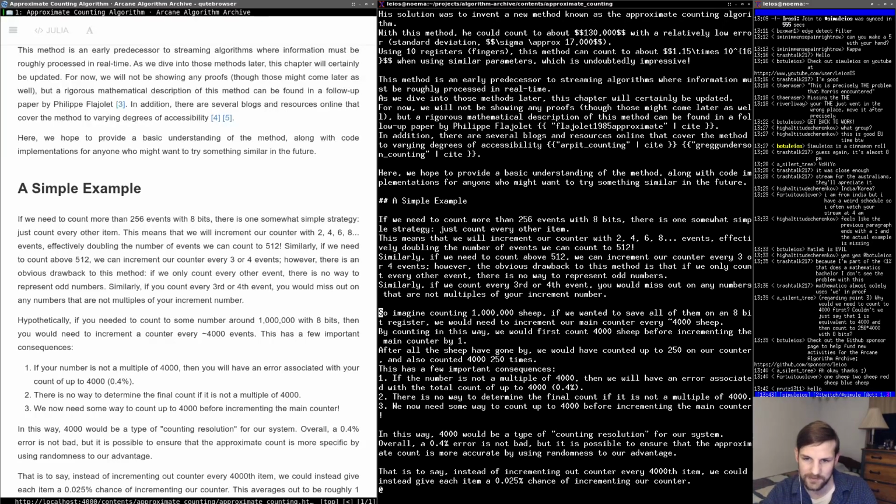So imagine counting 1 million sheep. If we wanted to save all of them on an 8-bit register, we would need to increment that register, I guess, probably makes more sense, every 4,000 sheep. By counting this way, we'd first count 4,000 sheep before incrementing the main counter by 1. I think this sentence is redundant now. So imagine counting 1 million sheep. If we wanted to save all of them on an 8-bit register, we could increment that register.